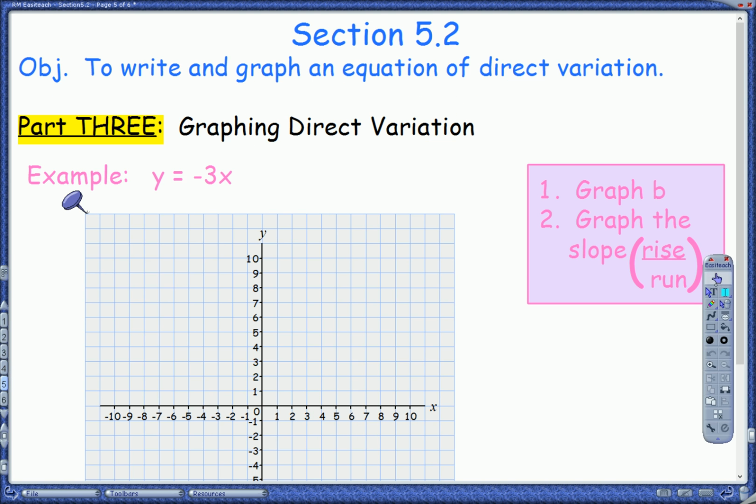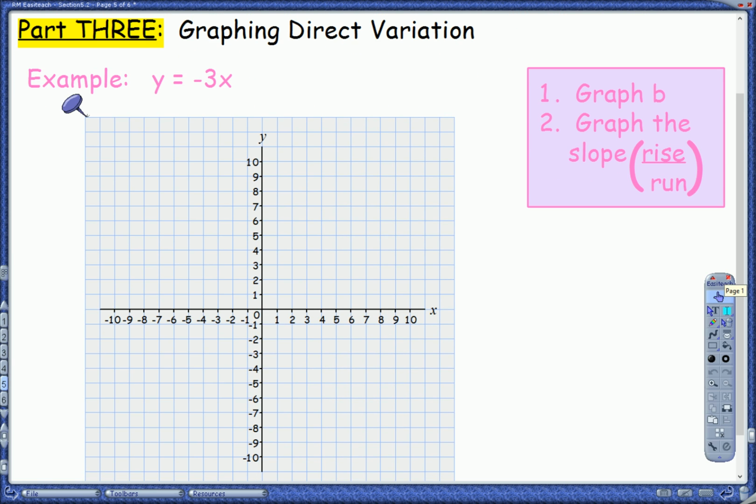Next part is graphing. I think graphing these are probably the easiest because you know the starting point is always at 0. Your y-intercept is 0. Okay, so that's the first thing you can graph. And then this one is a negative 3 over 1. So I'm going to go down 3 and over 1. If I wanted to keep going, I could draw more points. But again, you only need 3 points to make a line. Right? I could keep going, but you don't need to. Then I'm going to connect it.